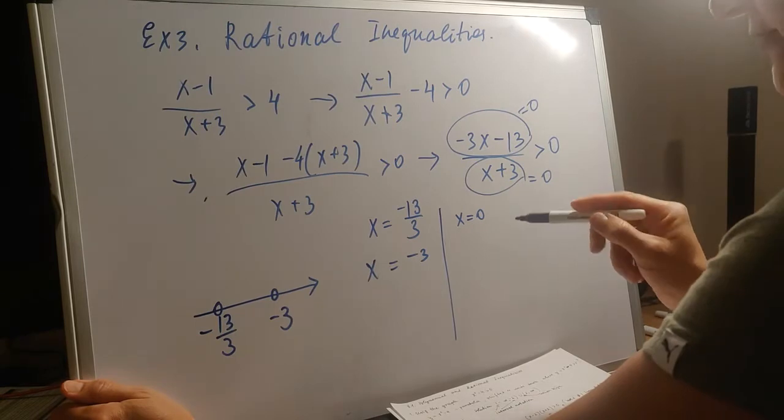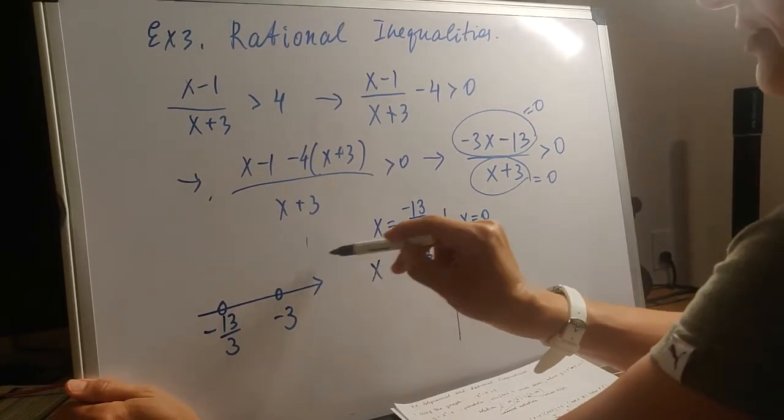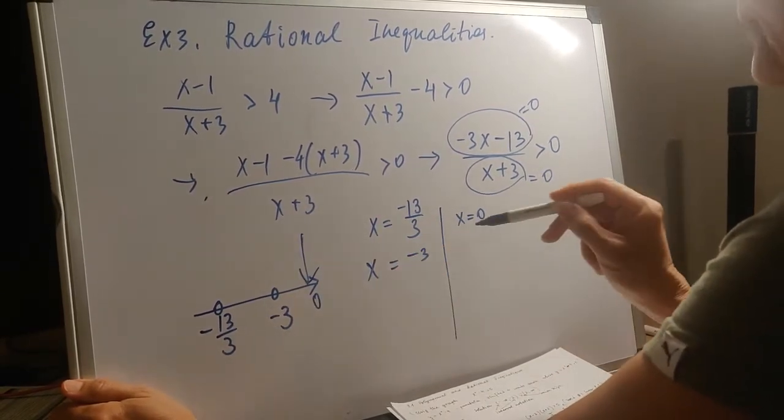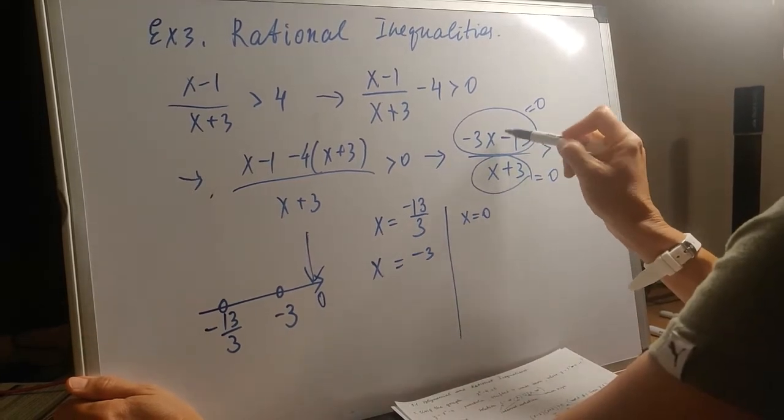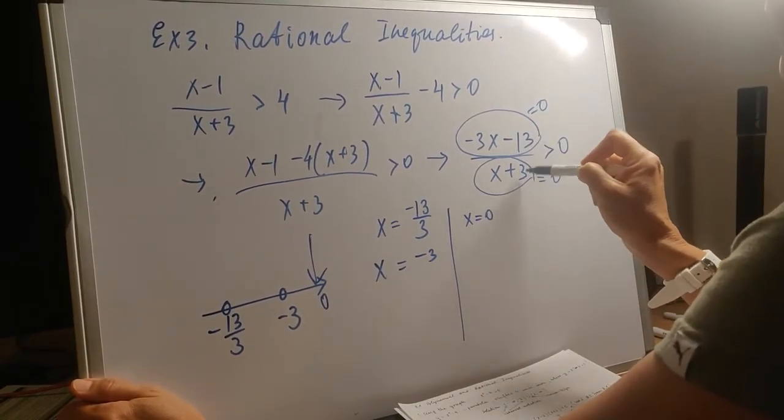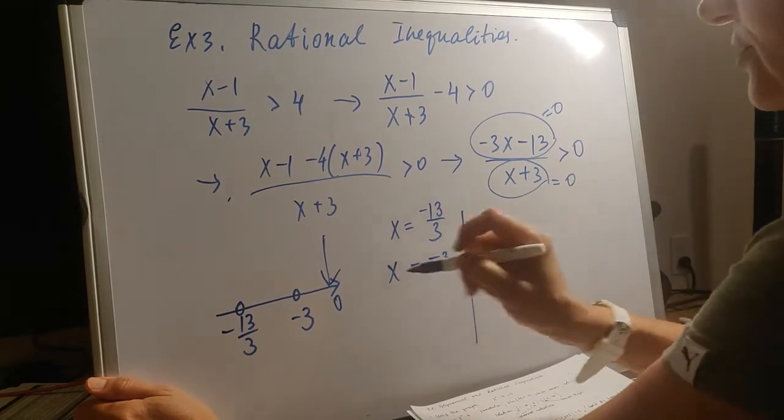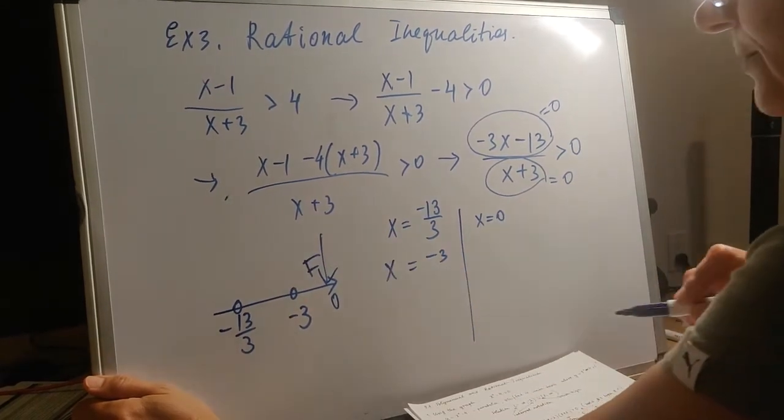Well, I'm going to start with x equals 0. Check what I'm going to have. X equals 0, this point is in this interval. 0 here is going to give me negative 13, 0 here is 3, and dividing negative 13 by 3 gives a negative number, so it does not work for us, it's false.